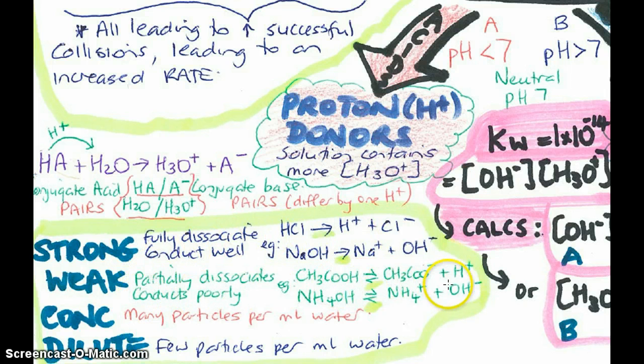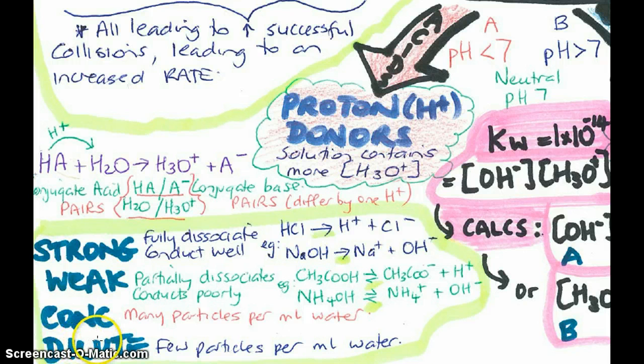Because there's not many charged particles in one of these weak acids and base solutions, conductivity is poor. So if we hooked up a light bulb and put it into a solution of a weak acid and base, it would glow, because there are some free moving ions, but much dimmer than these strong acids or bases.